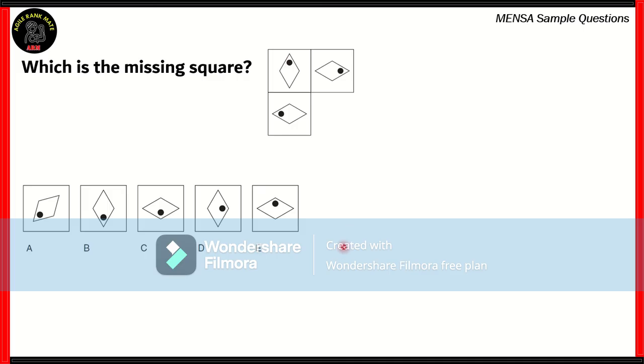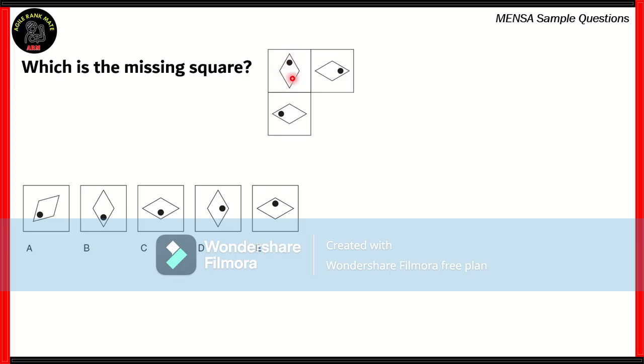Here's our first question. Now this is supposed to be a set of 4 figures. The bottom right figure is missing. You need to find out which of the following options is the missing square. Is it A, B, C, D, or E? So we have 3 diamonds. Each diamond has a black spot on it, which is present on a narrow vertex.